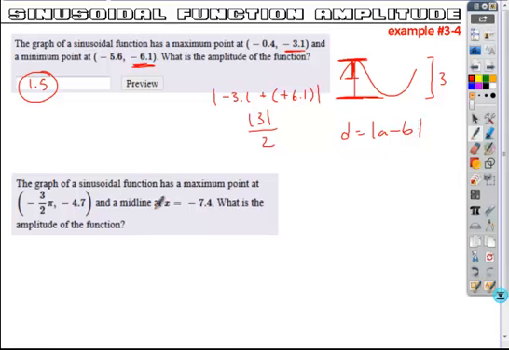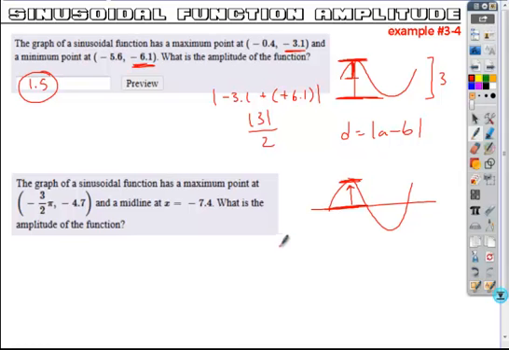If you're finding the amplitude from the midline to one of those extreme points, then it's just the straight distance. It's not half the distance. Okay? So here now you have this piece right here, and you have, in this case, the maximum. So the amplitude isn't half of that distance, now it's that total distance.